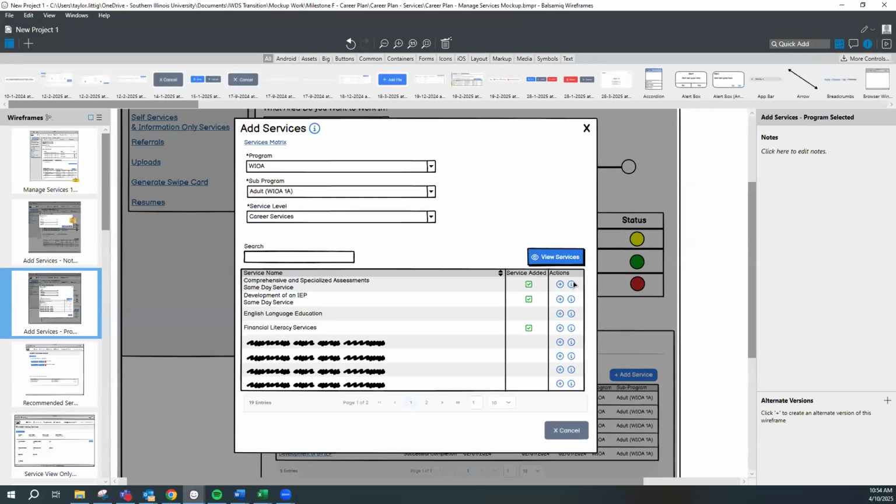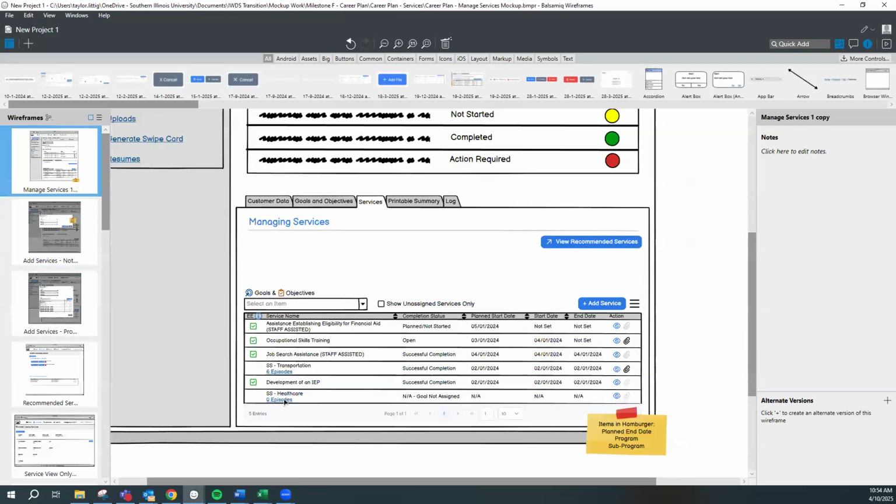And then you will also have an info bubble icon here as well. And when you hover over the info bubble, it's going to give you the definition of the service from the services matrix. So you'll be able to see really quick and easy, especially might be helpful for new staff who may not know what every service means. You'll be able to hover over that, read the description, and then if you need more information, you could pull up the services matrix. So once you get all of your services added, you can close the modal and then they will populate on this table as this view right here, the NA goal not assigned.